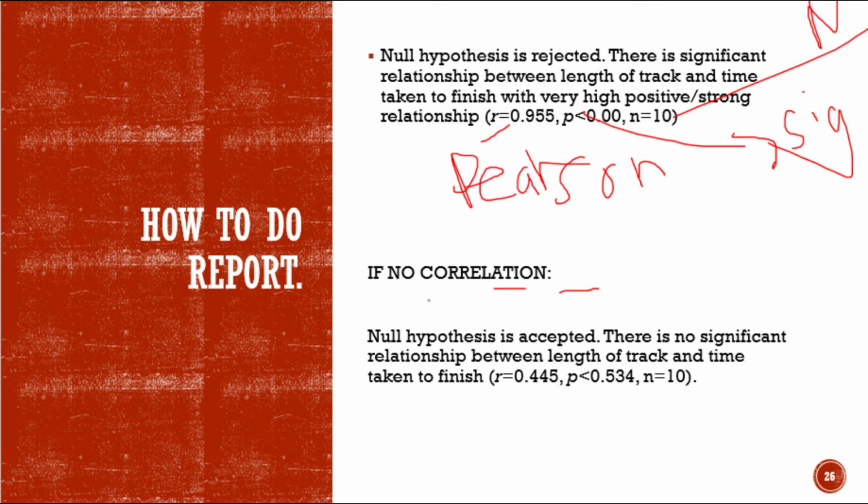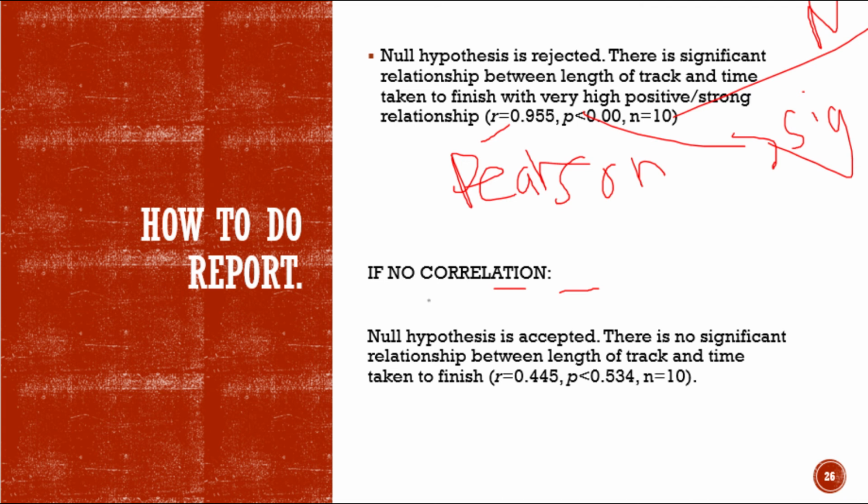There exists a significant relationship between length of track and time taken to finish, with a very high positive or strong relationship, where R, the Pearson correlation, is equal to 0.985, and P, the significant value, is 0.00, and N, the total of participants, is 10.